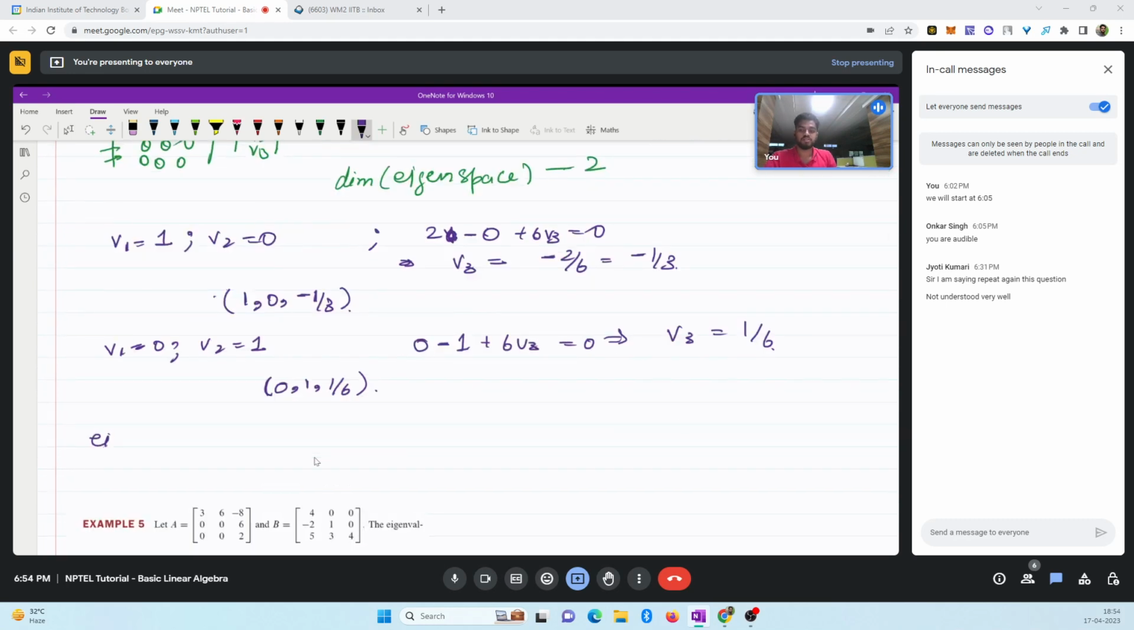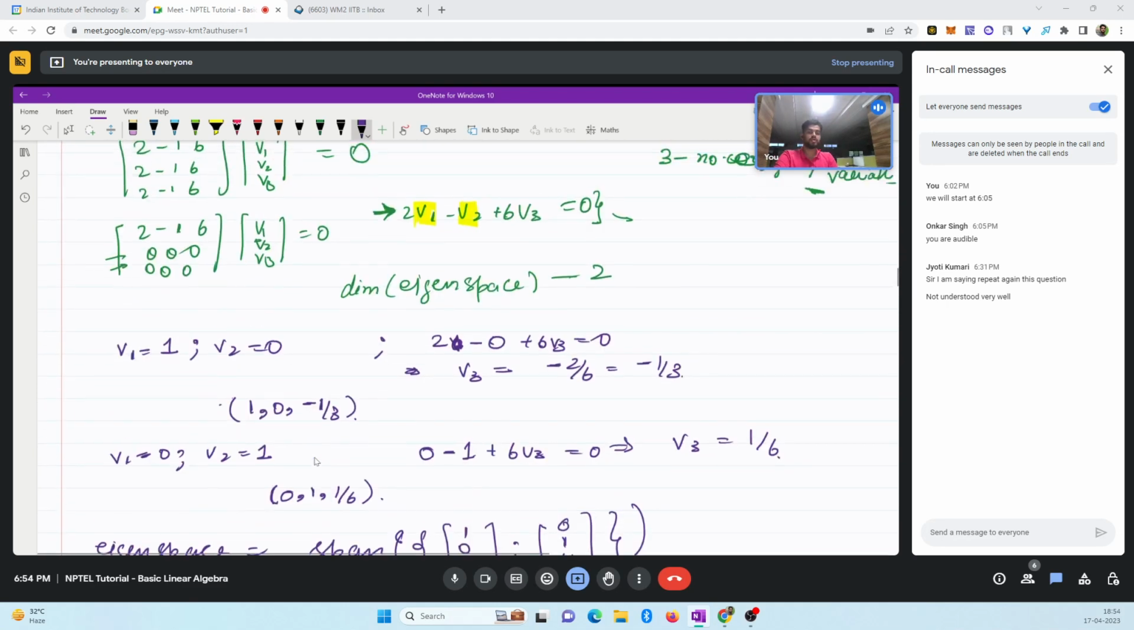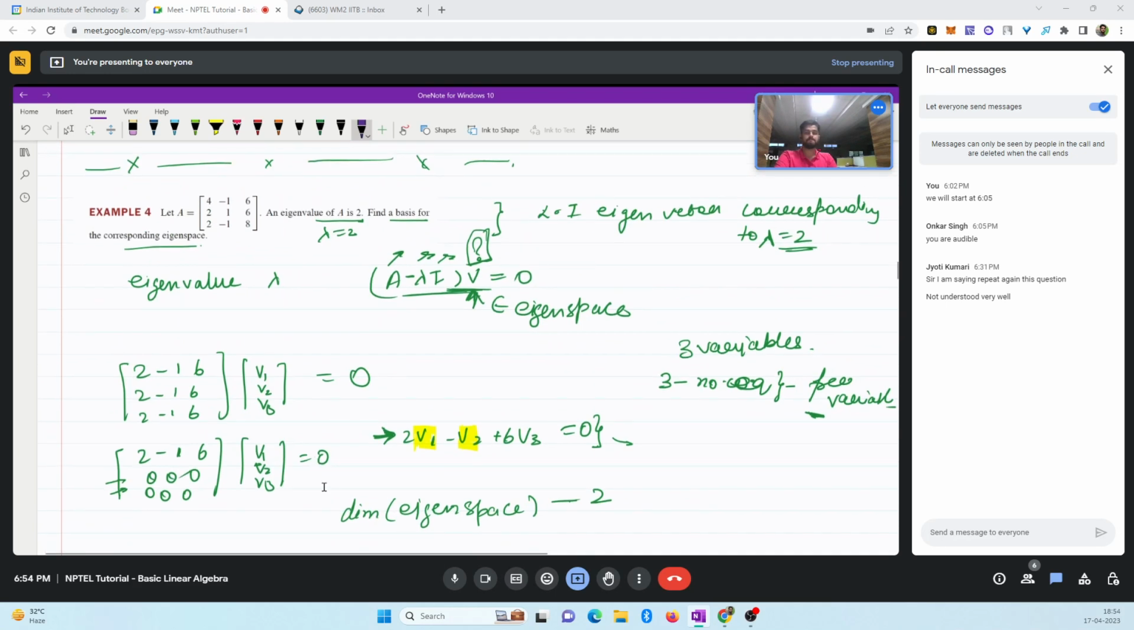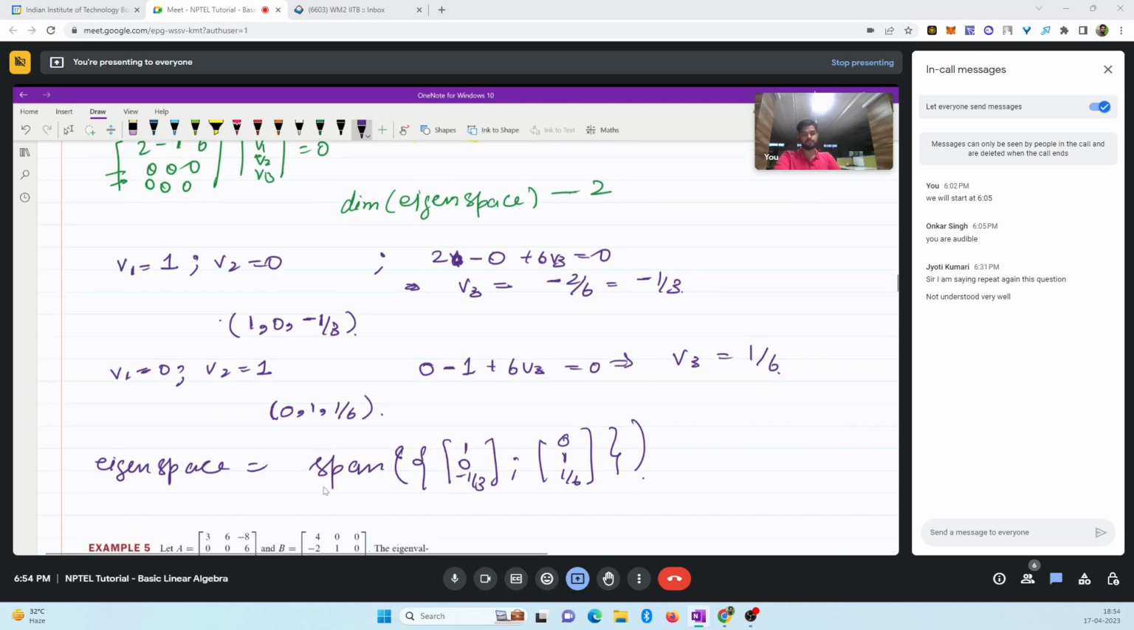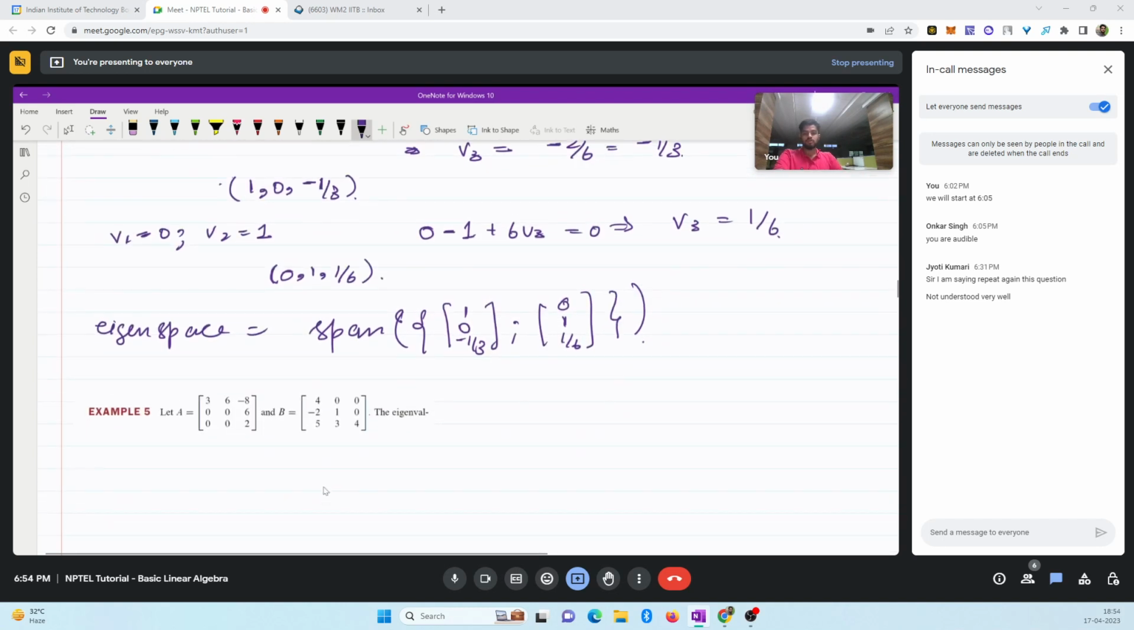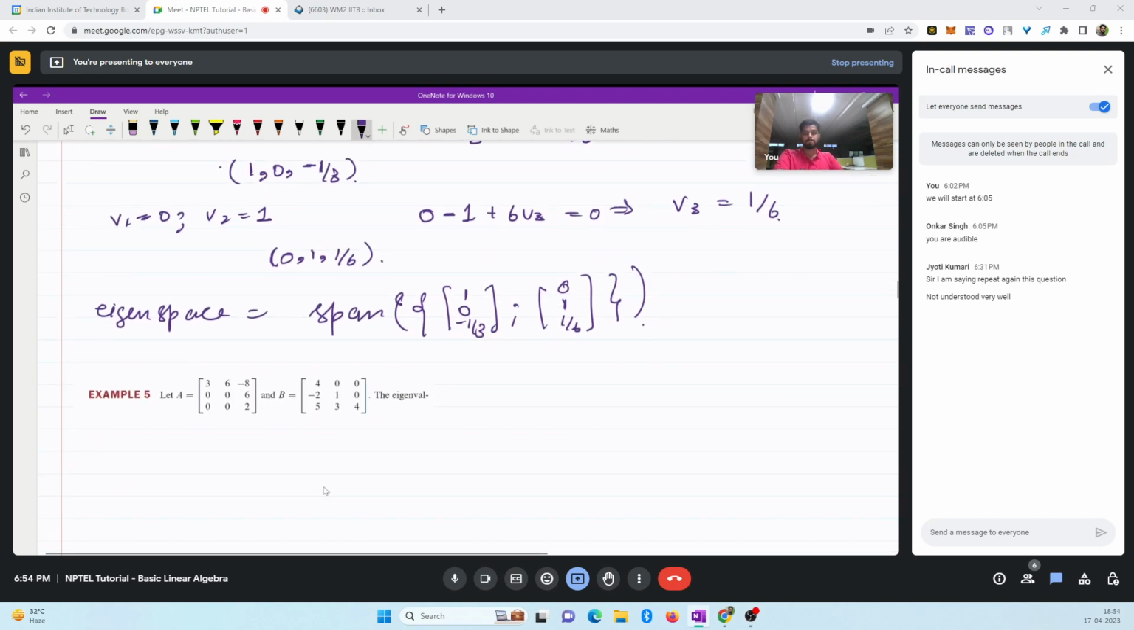So your eigenspace is span of these two vectors, 1, 0, -1/3 and 0, 1, 1/6, okay? Was it clear to everyone? Okay.